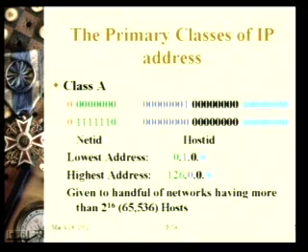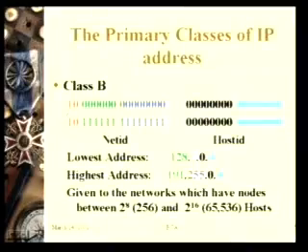Class A addresses have the first byte as the net ID and all remaining bytes as the host ID. If an IP address starts with a 0, this is a Class A address. What is the typicality of Class A addresses? The range is 0.1.0.0 and varies till this particular address. These addresses are given only to a handful of networks having more than 2 to the power 16 hosts, and some of them, like Intel or IBM, were given these kinds of addresses.